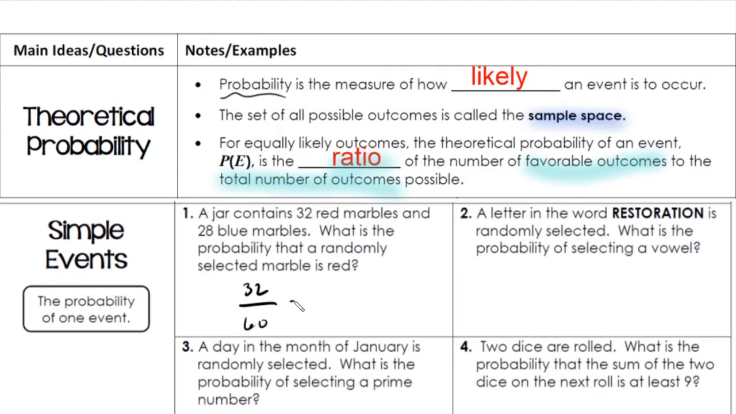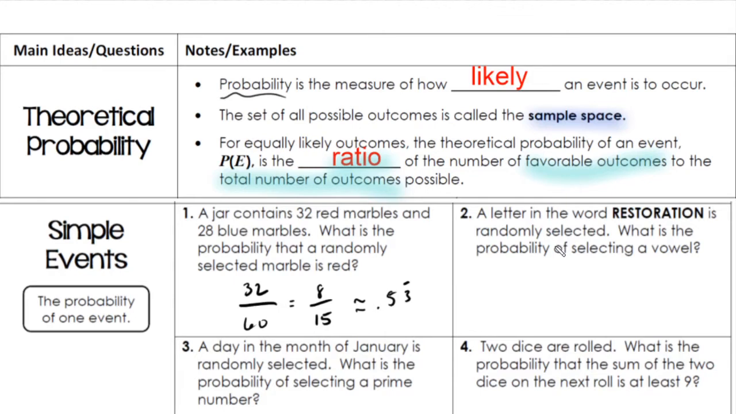And you can give your answer as just a reduced fraction or a decimal if the decimal terminates. And if you want to round and it says to round, then you can go ahead and do that. The 32 over 60 is 8 over 15. This is approximately 0.53 repeating. So it's like a 53% chance that this happens, which makes sense since there's only a little bit more red than blue, right? Number 2, a letter in the word restoration is randomly selected. What is the probability of selecting a vowel?